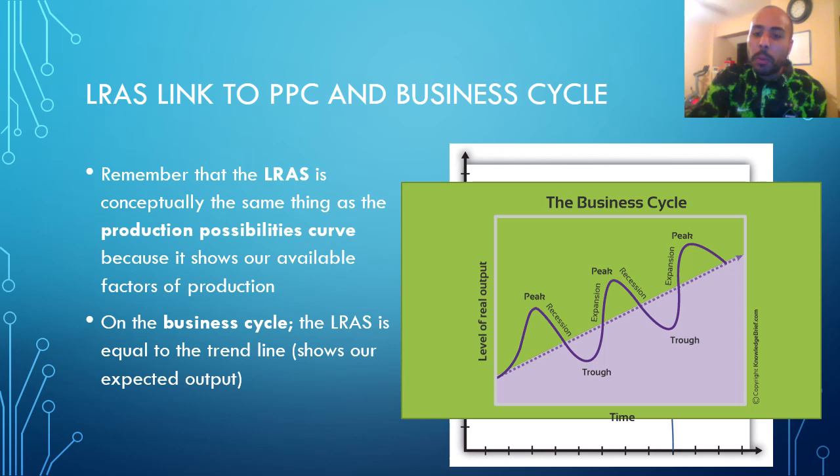See that little purple dotted trend line? That shows the expected output of our economy, and we know that the economy fluctuates around that expected output. Sometimes the output is higher than expected, and we call that a peak. Sometimes it's lower than expected, and we call that a trough. As we move from peak to trough, we cross through that level of expected output, and then go slightly above it, slightly below it. As you can see, it's a wave pattern that fluctuates around our expected level of output. So just keep in mind that the LRAS is the same thing as the production possibilities curve and the same thing as the trend line on our business cycle.